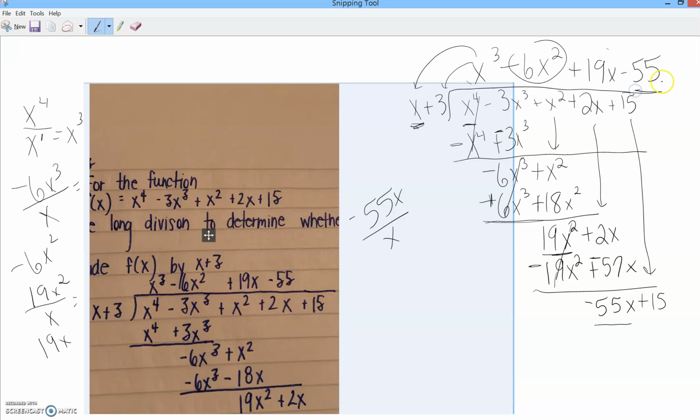We do our multiplication. Negative 55 times x is negative 55x, and negative 55 times 3 is negative 165. We draw the line, we change the signs, and 165 plus 15 gives us 180, and that happens to be our remainder. And so this is our answer, with a remainder of 180.